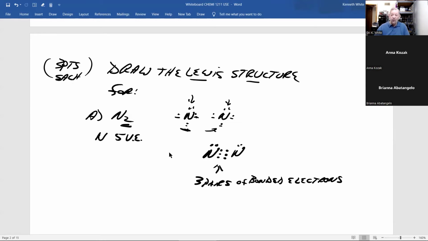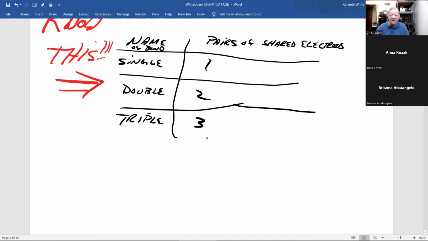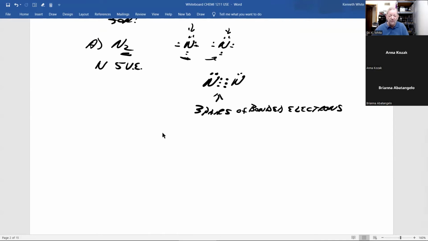And the question is, what kind of bond, covalent bond, is in nitrogen gas? Well, 3 pairs of bonded electrons. Oh, look, that's a triple bond. 3 pair of electrons, triple bond. So the nitrogen you're breathing, N2, has a triple bond. And you wonder, why am I learning this stuff? Well, guess what? What's going into your lungs right now, 80% of it is a molecule with a triple bond.